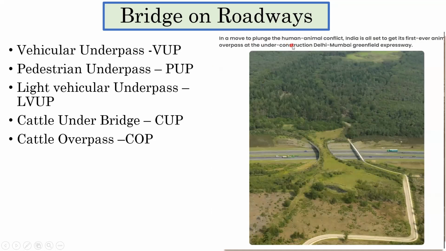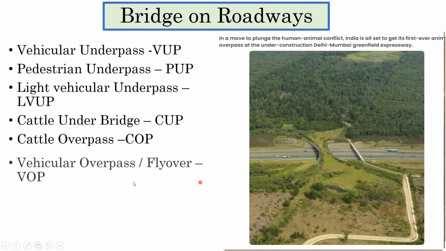In a move to plunge the human-animal conflict, India is all set to get its first ever animal overpass at the under-construction Delhi-Mumbai Greenfield Expressway. So you can see here, this is the expressway that we have, and through this is a very dense forest, right? So of course there is a lot of animal movement from here. If I don't give this overpass, there's every chance that animals may come on the road, and since it's an express highway, there's a lot of collision happening. In order to balance the environment, we give an overpass like this, so that the animal can have a safe movement from this side to this side.